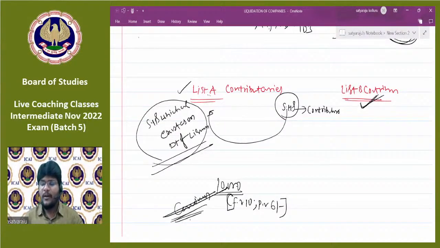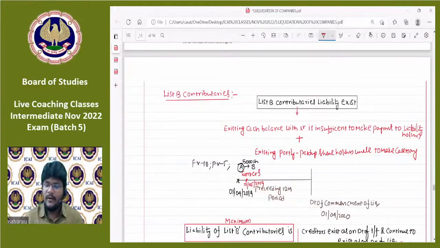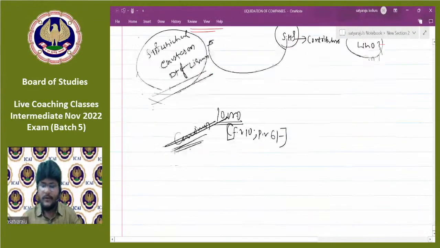Then the next question coming into my mind is, who are all these list B contributories, sir? Who are all these list B contributories? Concentrate. List B contributories are those shareholders. I'll explain here itself. Just a moment.